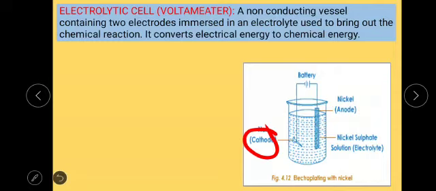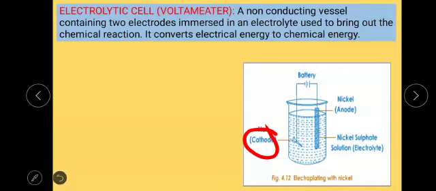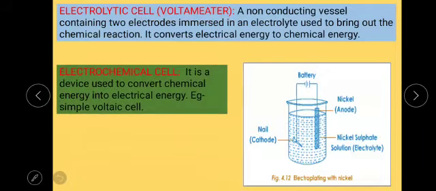And what are we doing all these things for? To bring out a chemical reaction, to perform a chemical reaction. We are doing all these things with the help of electrical energy. And during this process, actually what happens is electrical energy is converted into chemical energy. This point you have to keep in your mind. During this electrolysis, electrical energy is converted into chemical energy. That's all about this voltmeter or electrolytic cell. Just for your information, you have to keep all these things in your mind. Let me move to the next point.